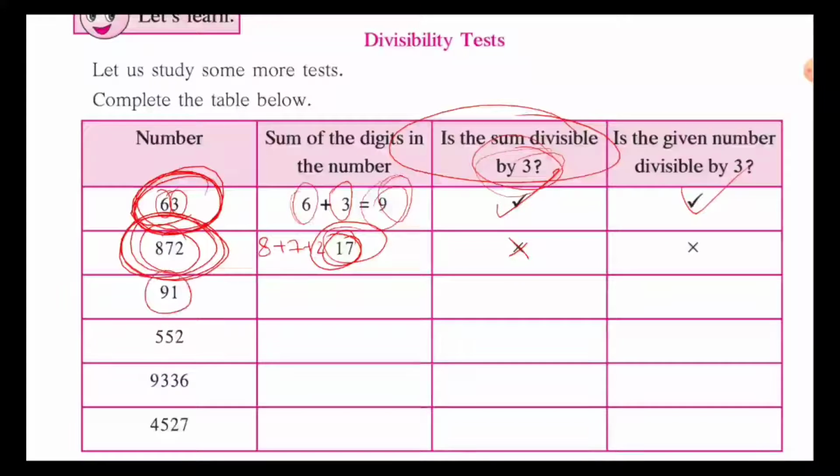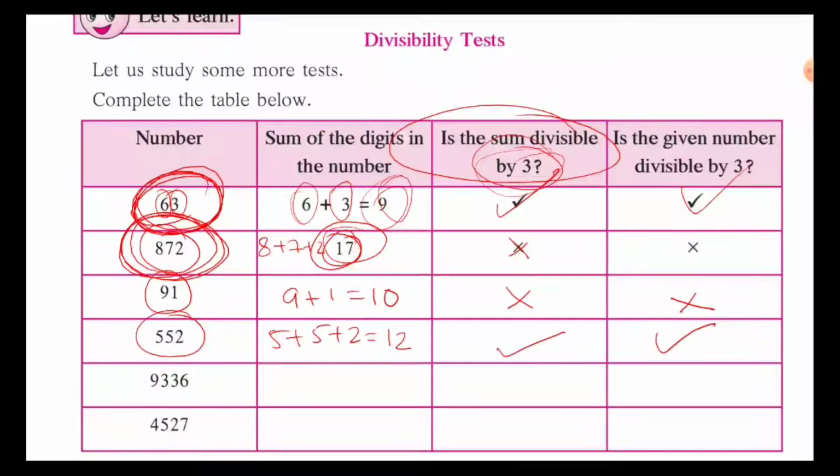Now let's check for this 91. 9 plus 1 is 10. 3 के टेबल में 10 तो आता नहीं है, तो 91 भी नहीं आएगा, ऐसा होता है. 5 plus 5 plus 2 is nothing but 12. 3 के टेबल में 12 आता है, तो 552 भी आएगा.